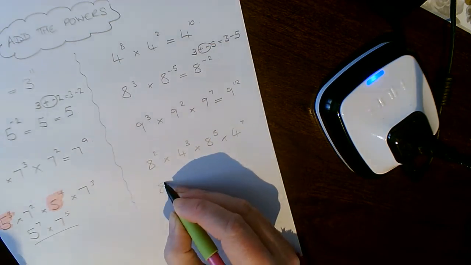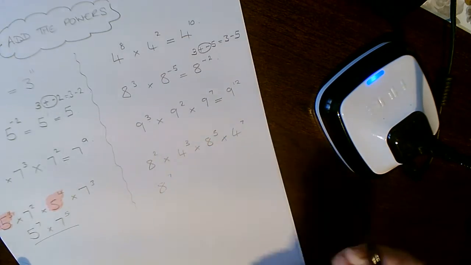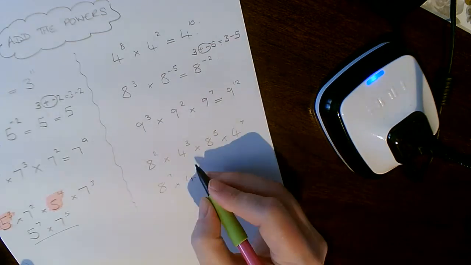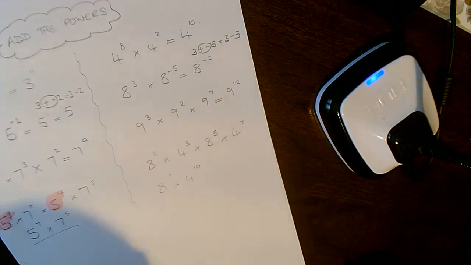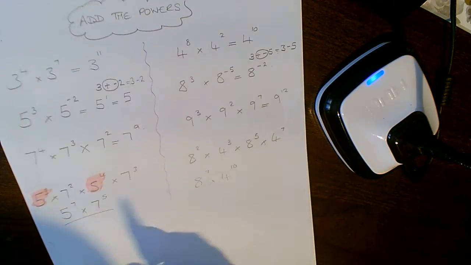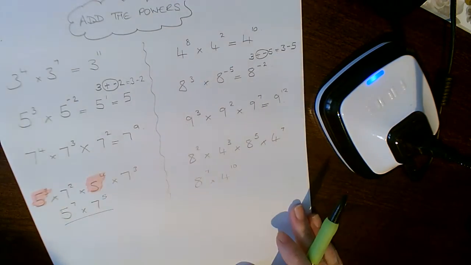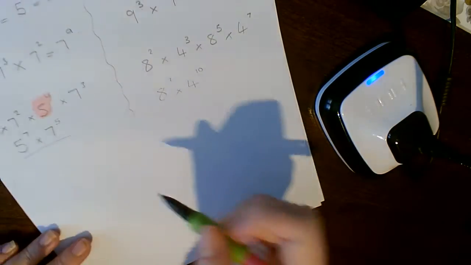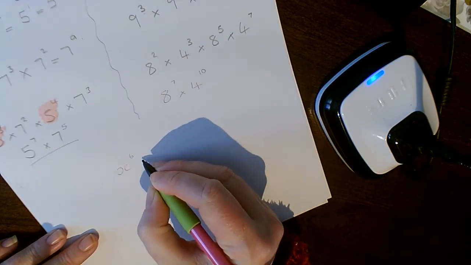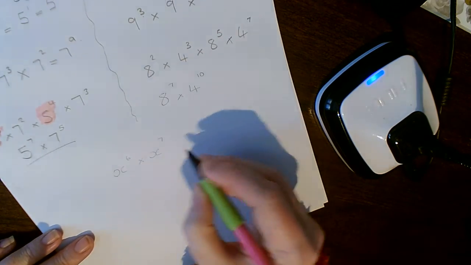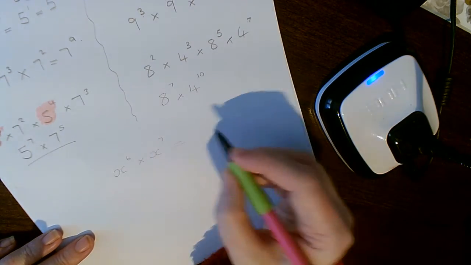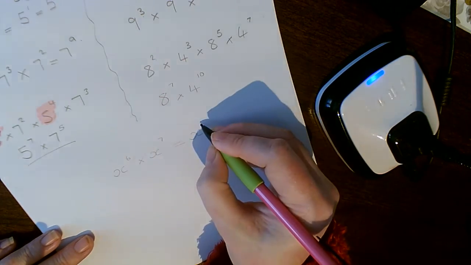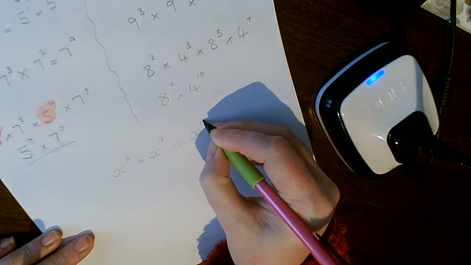8s together, 2 add 5 is 7. 4s together, 3 add 7 is 10. So when you are multiplying indices, you add the powers. This works exactly the same if you were to have x's. So if I had x to the power of 6 times x to the power of 7, those are the same, so it stays at x. 6 add 7 is 13.